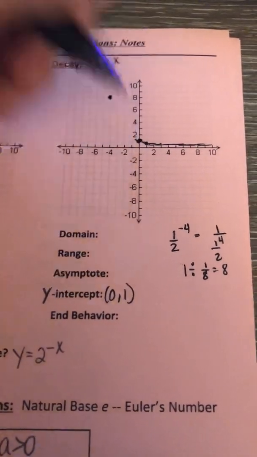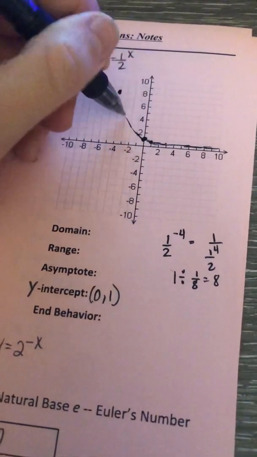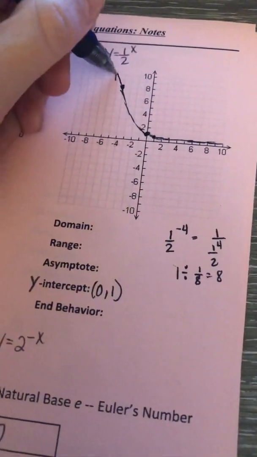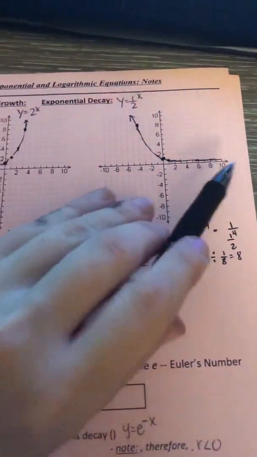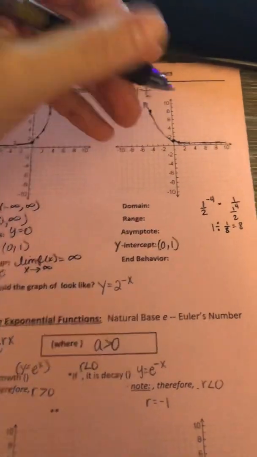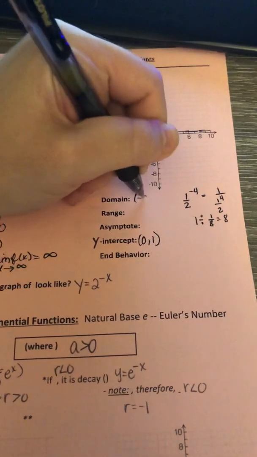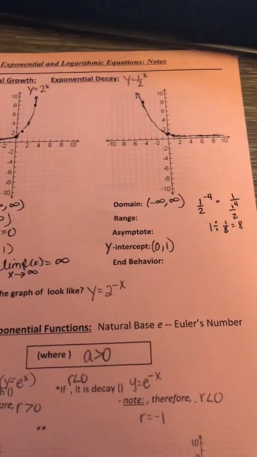So as we get into negative x values, our y values are going upwards. And this is why this one decreases from left to right. It is decaying as we go across, and then our exponential growth is increasing. So our domain, again, is going to be negative infinity to infinity, because we're going to include all x values.